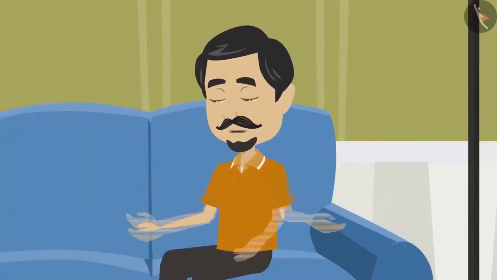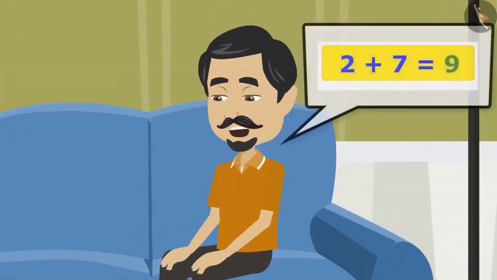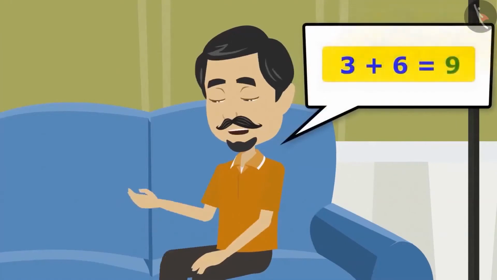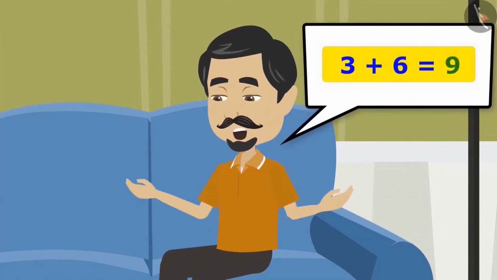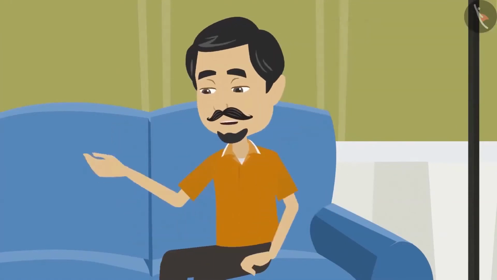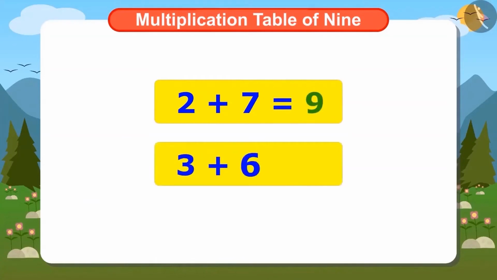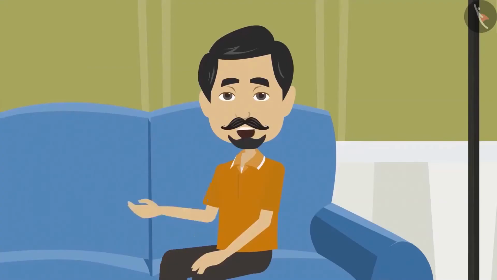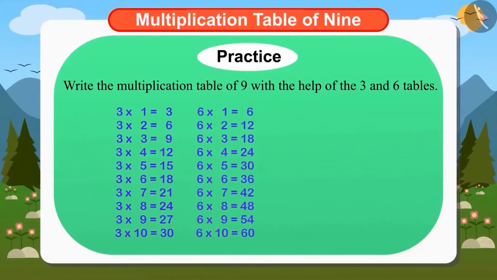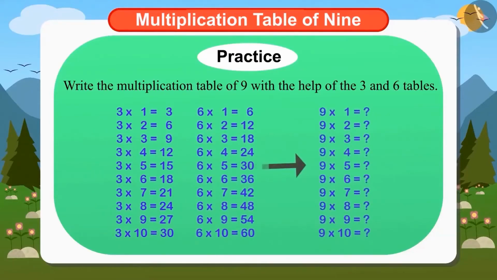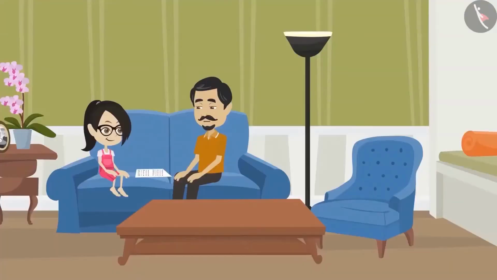But do you know, apart from 2 and 7, you can find the table of 9 with 3 and 6. See, like adding 2 and 7 gives the answer 9, similarly, adding 3 and 6 gives the answer 9. Children, can you try writing the table of 9 from 3 and 6? Now learn the table of 9 so that you do not have to write it again and again.